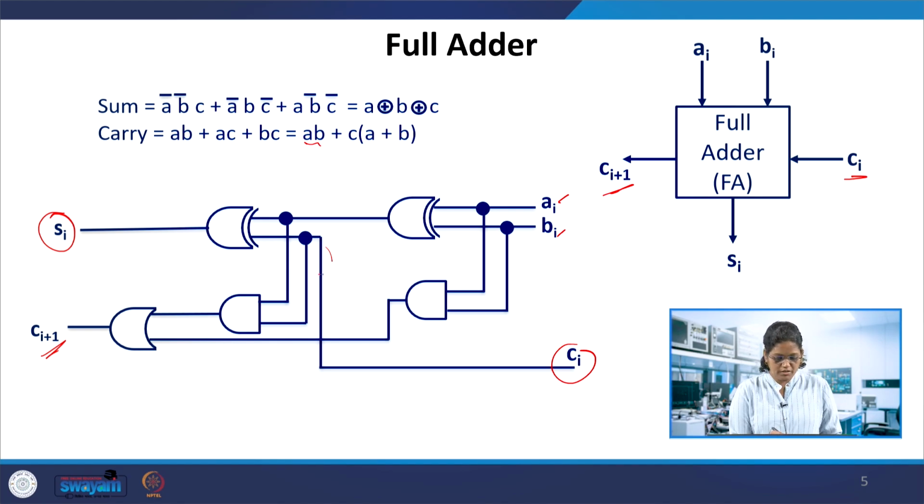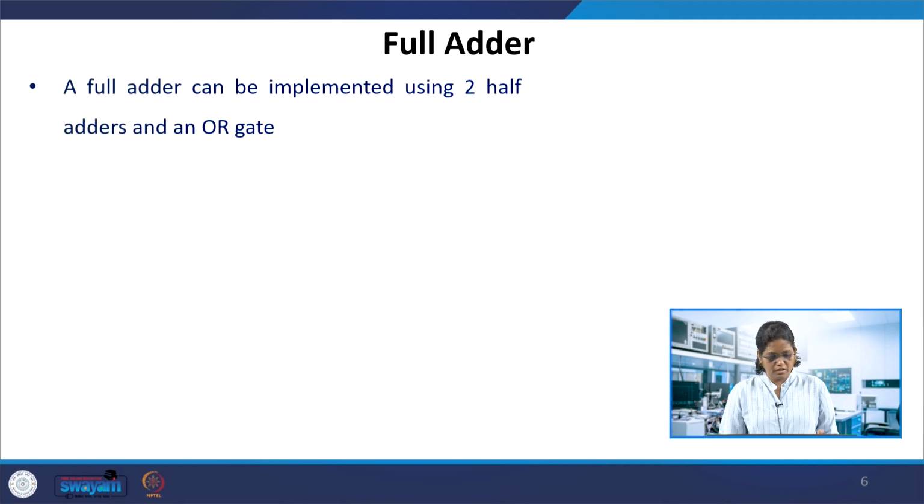So for an n-bit ripple carry adder, this same full adder module can be instantiated again and again. The smallest half adder module can be used as a full adder module, and then the full adder module is used for the n-bit addition. In this case, we are going to see that a full adder can be implemented with two half adders and an OR gate.